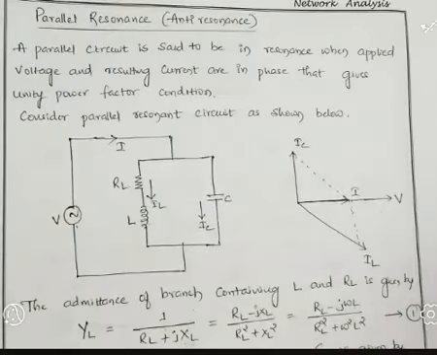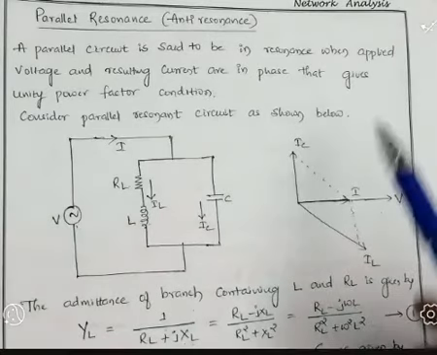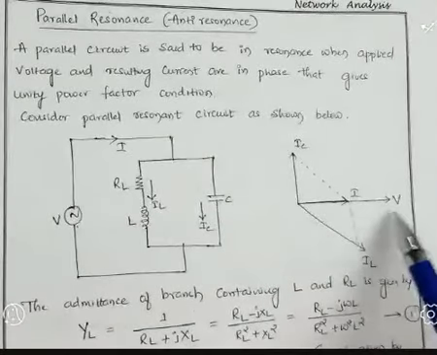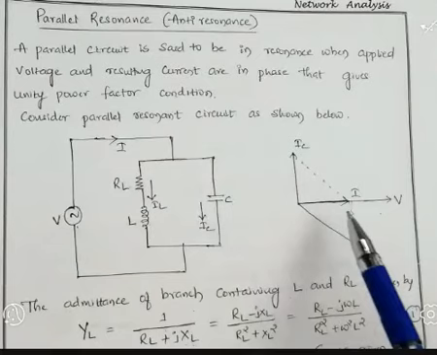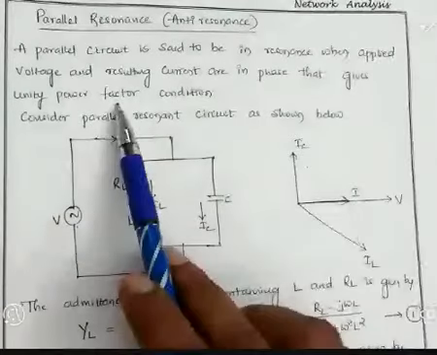In today's session, we are going to discuss parallel resonance, or one more name for that is anti-resonance. A parallel circuit is said to be in resonance when applied voltage and resulting current are in phase. That gives the unity power factor condition.